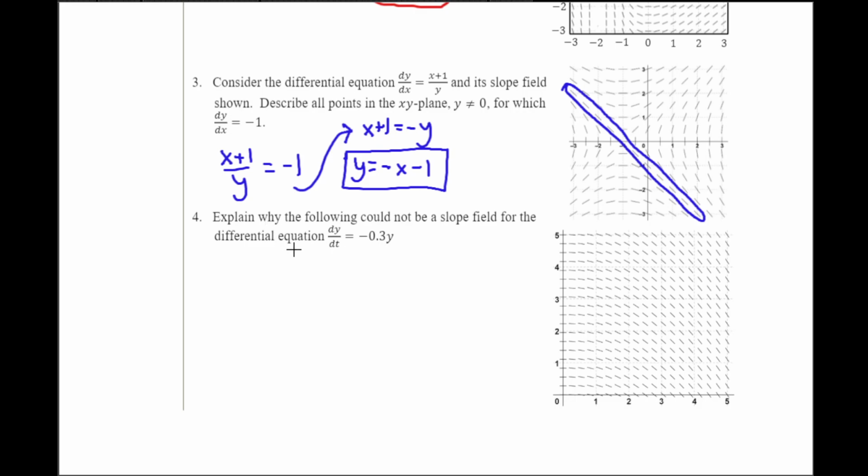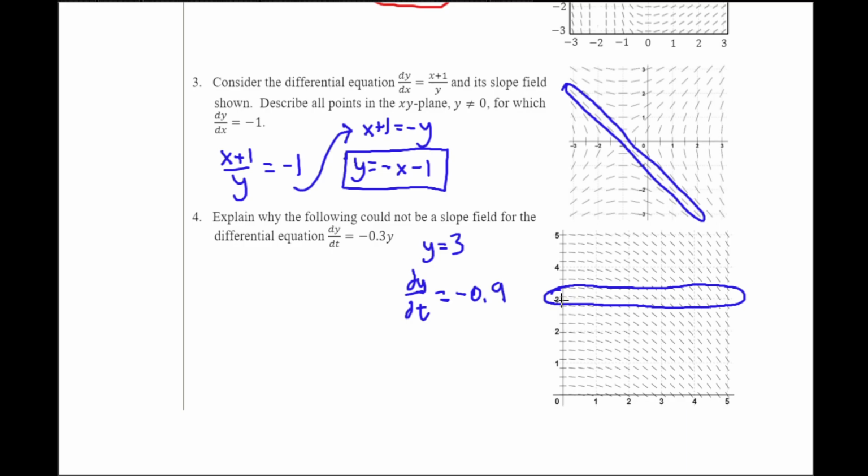So, question 4: explain why the following could not be a slope field for the differential equation dy/dt equals -0.3y. So, if you plugged in, let's say y is equal to 3, then dy/dt is equal to -0.3 times 3, which is -0.9. So what this is saying, right? When y is equal to 3, every hash mark around what I circled should be -0.9.